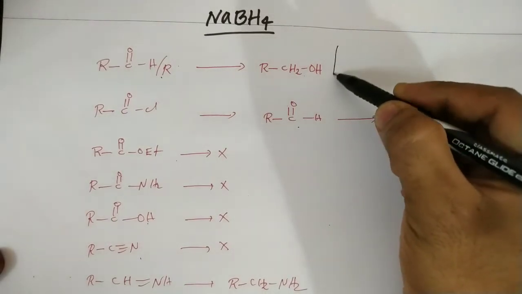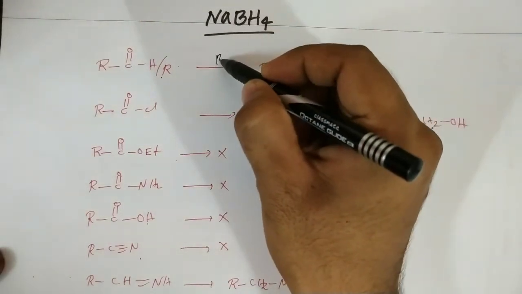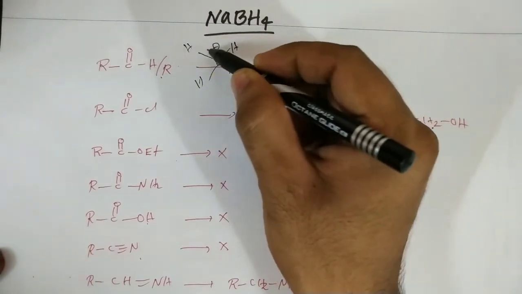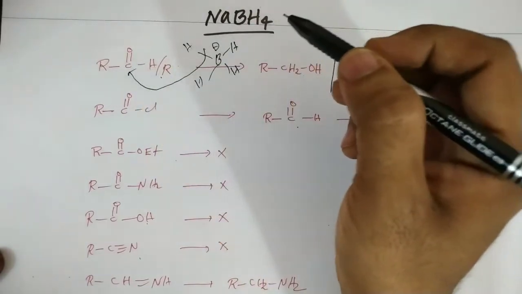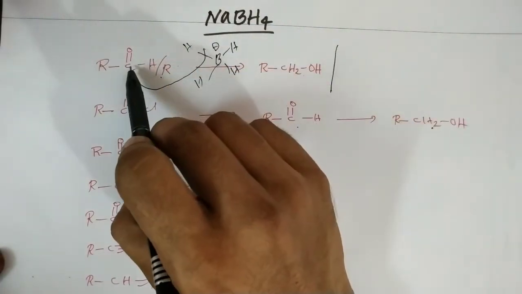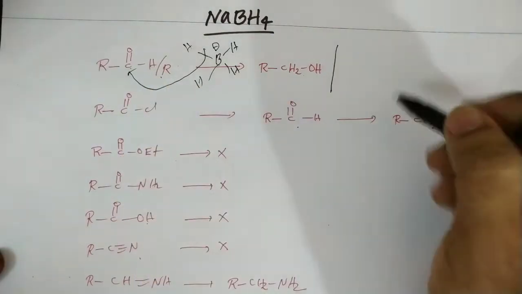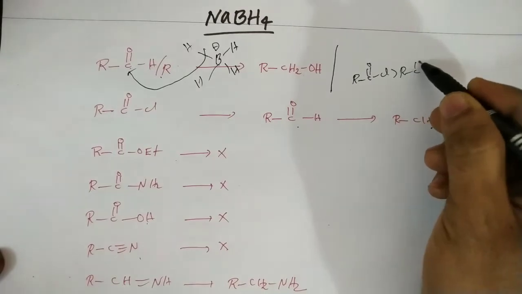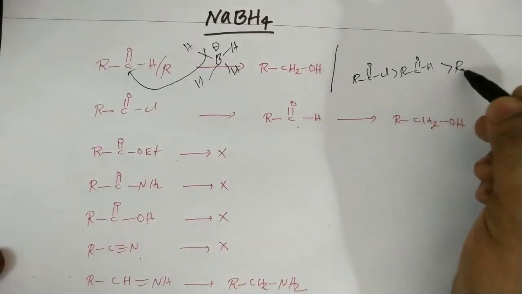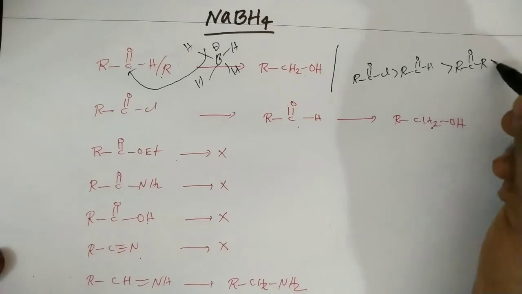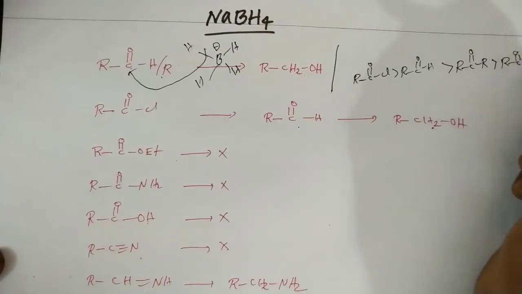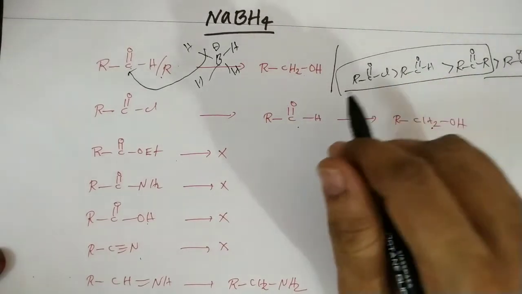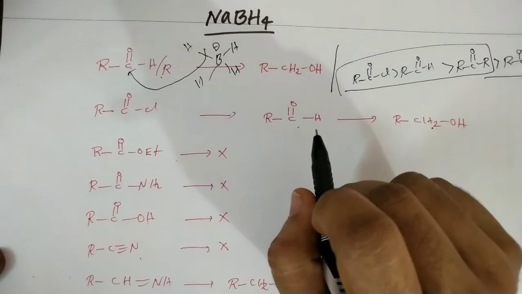Generally, it involves a nucleophile attacking from BH4 minus. From the BH4 minus, H minus attacks in this case, meaning H minus acts as the nucleophile. Here this is the electrophilic site. Acid halides are the most reactive towards nucleophiles, and next aldehydes and ketones, and then anhydrides, esters, like that. So these three more reactive compounds are reduced by sodium borohydride.